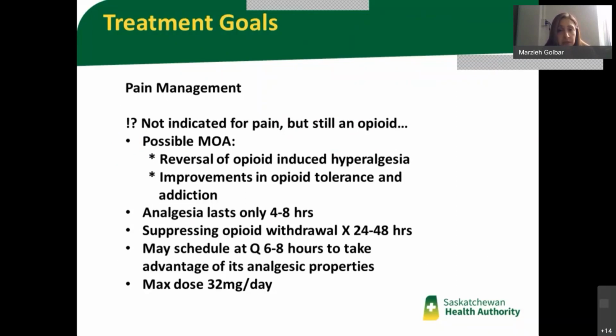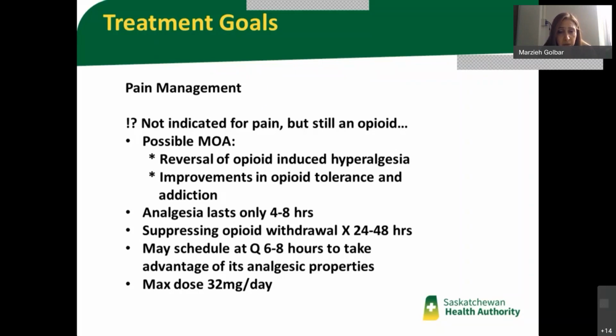But it's still an opioid, and it could be used for pain relief through two mechanisms of action. One of them is the reversal of opioid-induced hyperalgesia. What is hyperalgesia? It's increased nociceptive sensitization that is caused by repeated exposure to opioids. And the next mechanism of action is improvement in opioid tolerance. So what is tolerance? It's basically needing more opioids for the same condition. 10 milligrams of morphine will not be effective. They have to keep increasing it for the same effects.